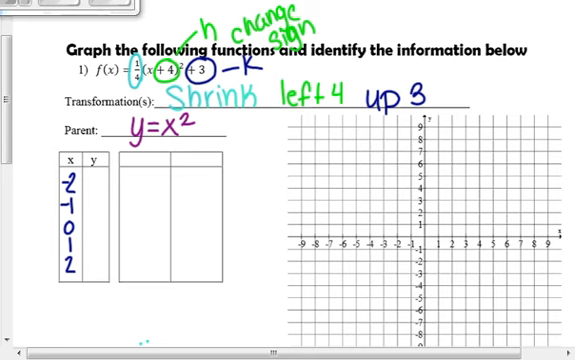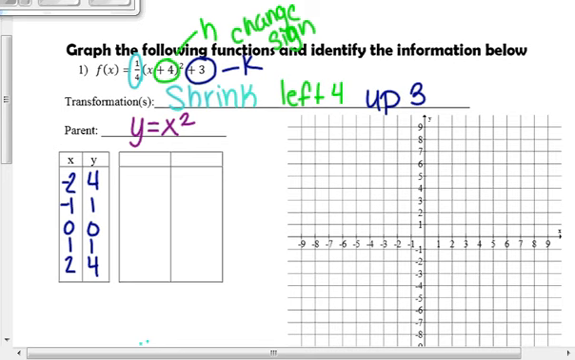So then we can take these x values, put them into our parent function to get our y value. So negative 2 squared is 4. Negative 1 squared is 1. 0 squared is 0. 1 squared is 1. 2 squared is 4. So this will never change for our parent function. So then we look and see what we are going to do to x from our function.